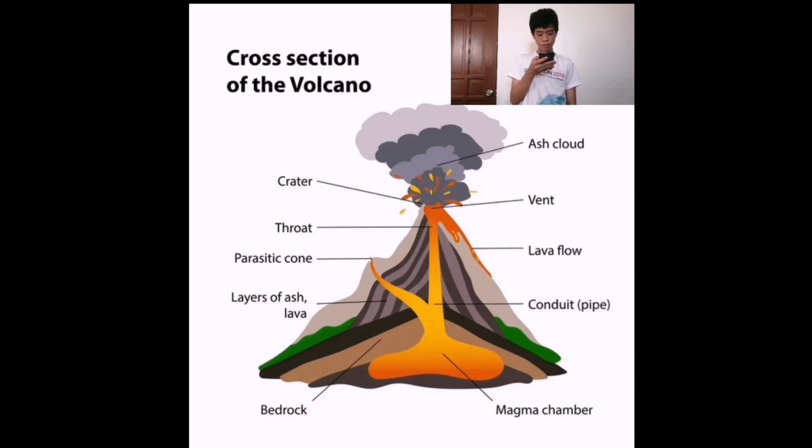The fifth part of the volcano is the flank. This is the sloping side of the volcano. The flank is formed as lava flows down the side of the volcano during the eruption.